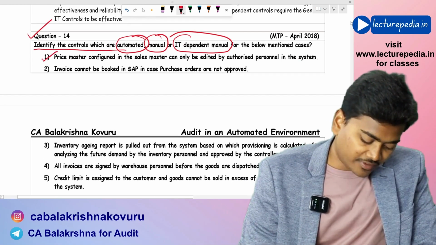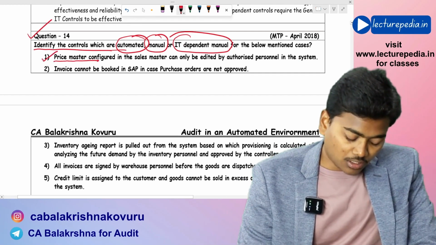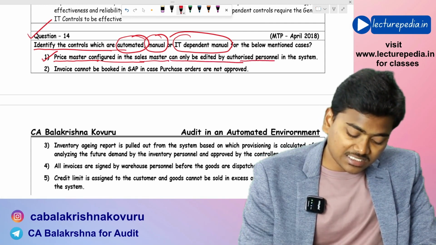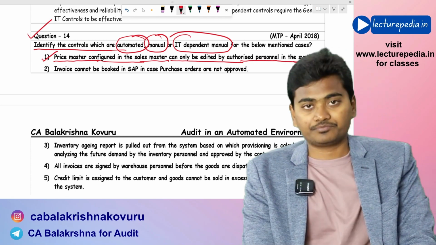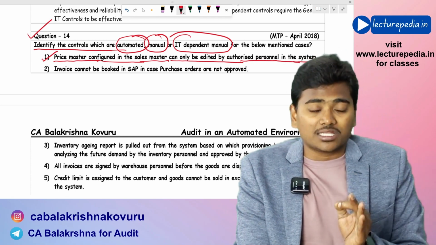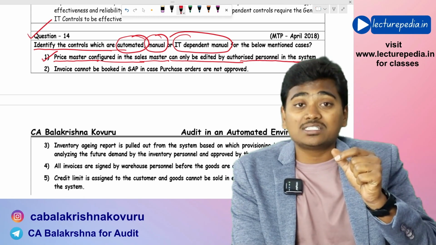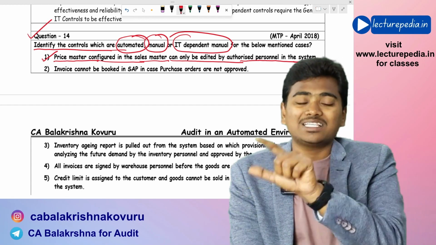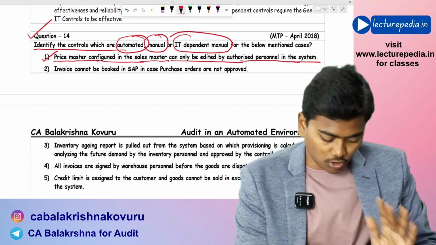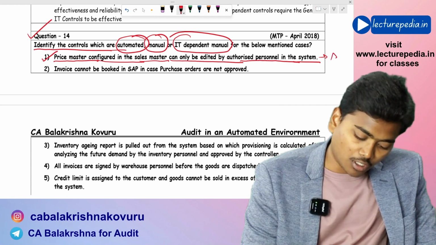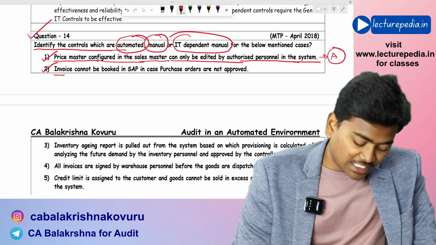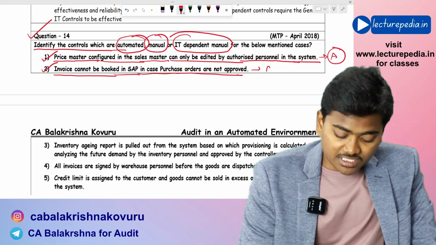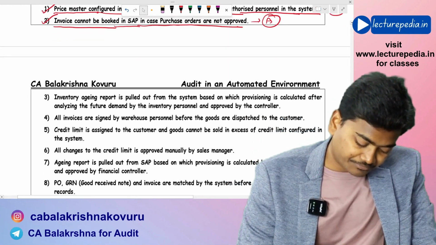Let us see. First one, price master configured in sales master can only be edited by authorized personnel in the system. Here, other than the authorized person, no one can edit. So this is an automated control. The system is not allowing any other person other than the authorized person to edit, so it is an automated control. Invoice cannot be booked in SAP in case purchase orders are not approved. Even this is also an automated control.